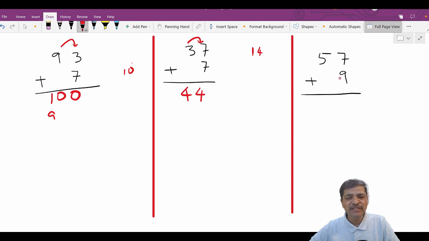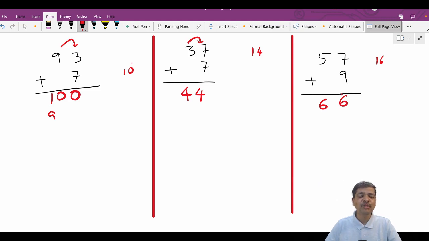57 plus 9. Because 7 and 9 is 16, and this is a carryover number, add 1 to the previous number. So 5 plus 1 becomes 6, and the end number of 7 plus 9, which is 16, is 6 over here. So 6 is the end number, write the end number, so the answer is 66. I hope you are getting what I mean to say.